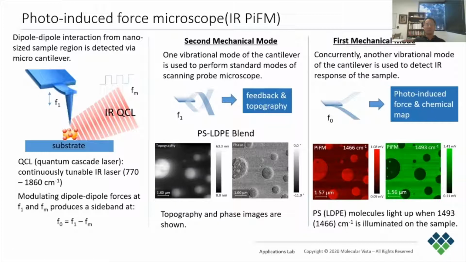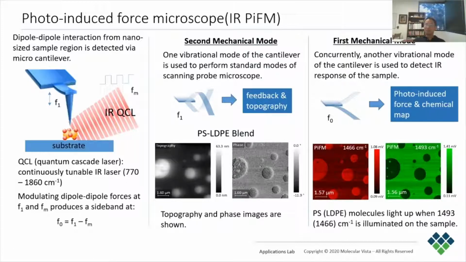The sample is then excited by a tunable laser to vibrate the first mode F0 via photo-induced force. This is shown in the left panel. The laser is modulated at frequency FM, where FM is the difference between the second and first resonant frequencies. The laser modulation will produce a modulated photo-induced attractive force between the tip and the sample at the same frequency.